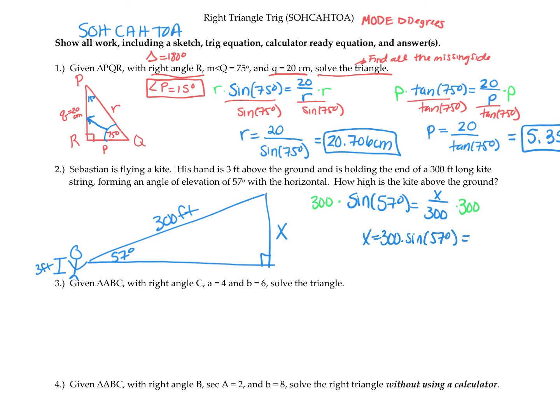When I type that in my calculator, I get 251.601 feet. But remember, that is just this distance. I need to add the 3 feet as well, because it wants to know the total height off the ground. So if I add 3 to that, I get 254.601 feet.